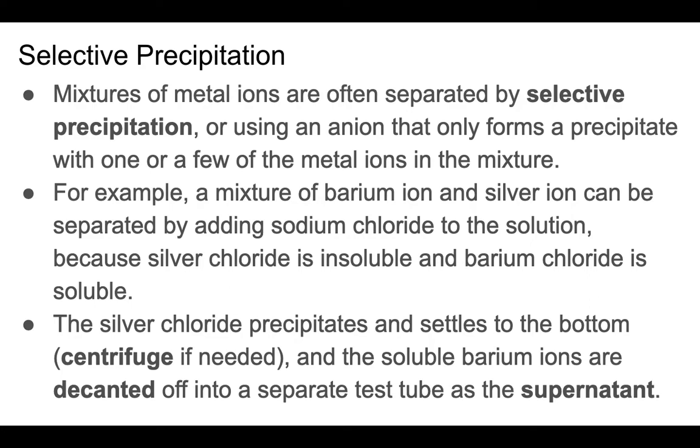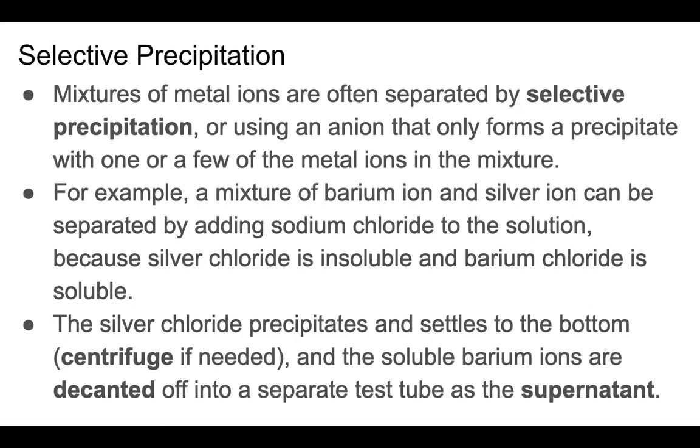You can have a mixture of a lot of different metal ions, but by using the right anion carefully, you can in fact separate the mixture out by precipitating one of the metals. This might be useful, say, for tap water. Let's say that you have lead in tap water, but by adding a particular ion, you can get the lead to precipitate out, and now your tap water doesn't have the lead ion in it.